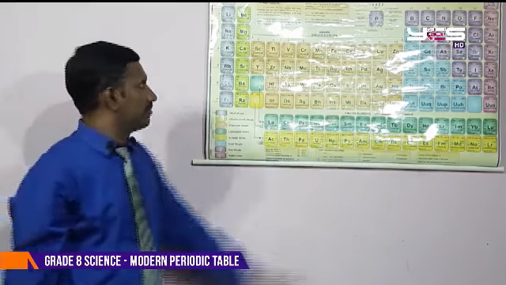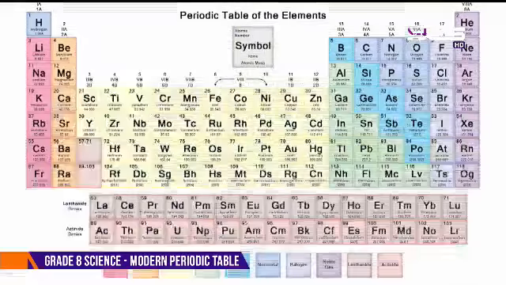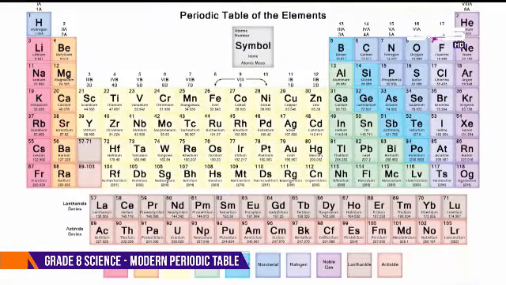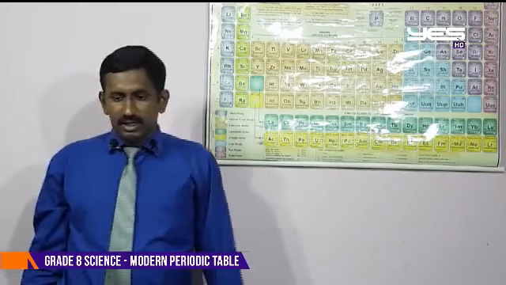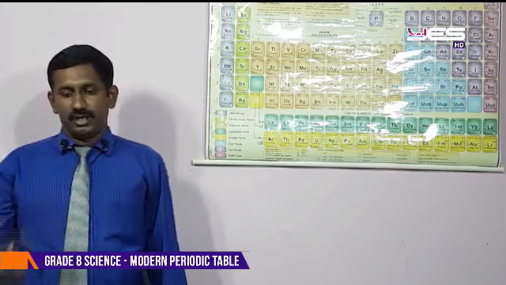Okay, how many columns are there? We can check 1, 2, 3, like that. There are total 18 columns. So how many columns are there in the periodic table? In the modern periodic table there are 18 columns. Okay, then there is a name for this column. What's the name of this column?